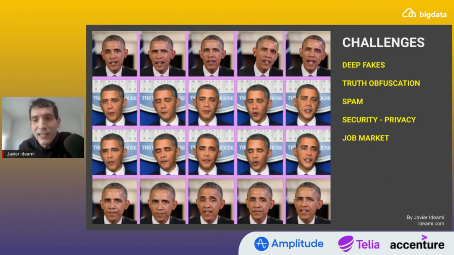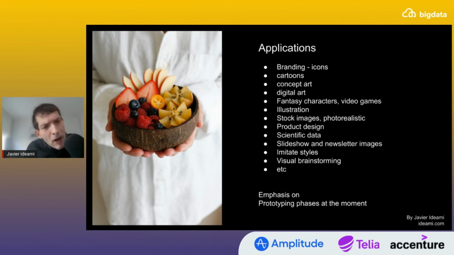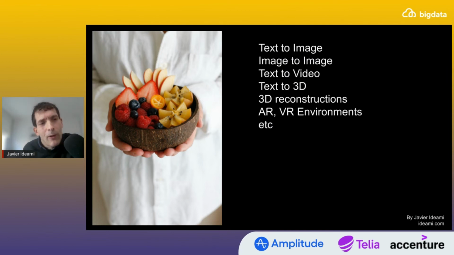Now, there are challenges. Yes, there are challenges. The typical ones that we know: deepfakes, truth obfuscation, spam, security and privacy issues, job market issues. And we could go on for hours about this. But let's go now to the applications. Some examples: we have a myriad of possibilities. Text to image, image to image, text to video. Text to video is beginning now. Text to 3D is beginning now.